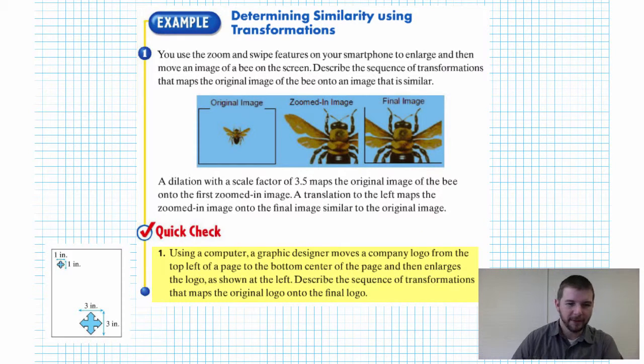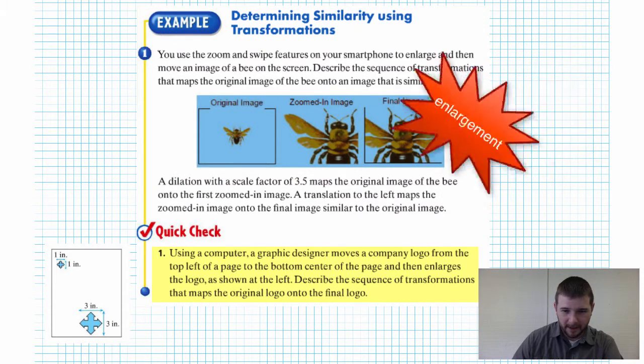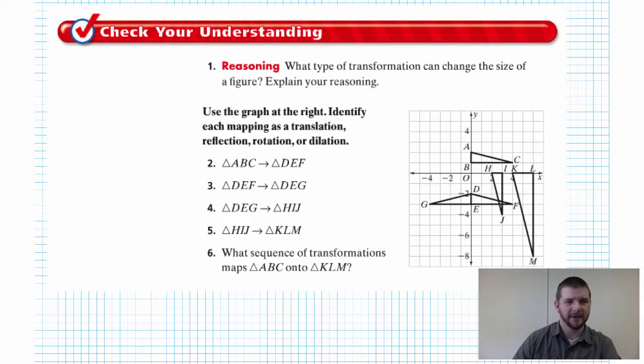Number 1, using a computer, a graphic designer moves a company logo from the top left of a page to the bottom center of the page and then enlarges the logo as shown at the left. Notice we do know the dimensions of this logo. It goes from being a 1 inch by 1 inch square to being a 3 inch by 3 inch square. Notice right away that's an enlargement, and you can also determine the scale factor. Continuing on with the quick check problem, describe the sequence of transformations that maps the original logo onto the final logo. And it's your check your understanding already.